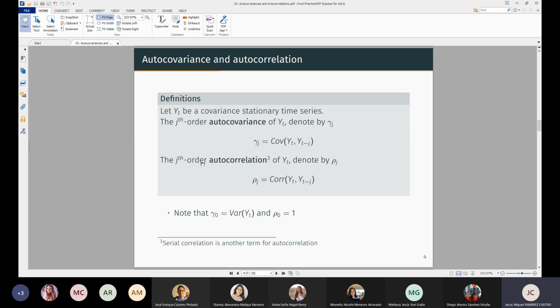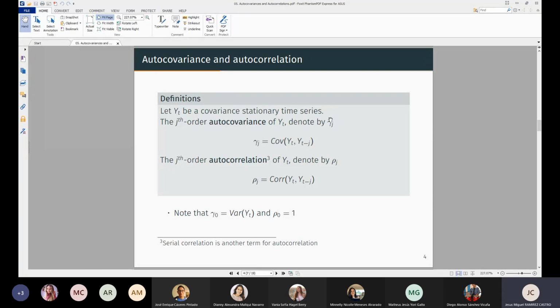Then we have the Jth order autocorrelation of YT, and we will denote this autocorrelation using the Greek letter rho with the index J. The autocorrelation of YT of order J will be the correlation between YT and YT minus J. So the distance between these guys should be J, plus J or minus J.